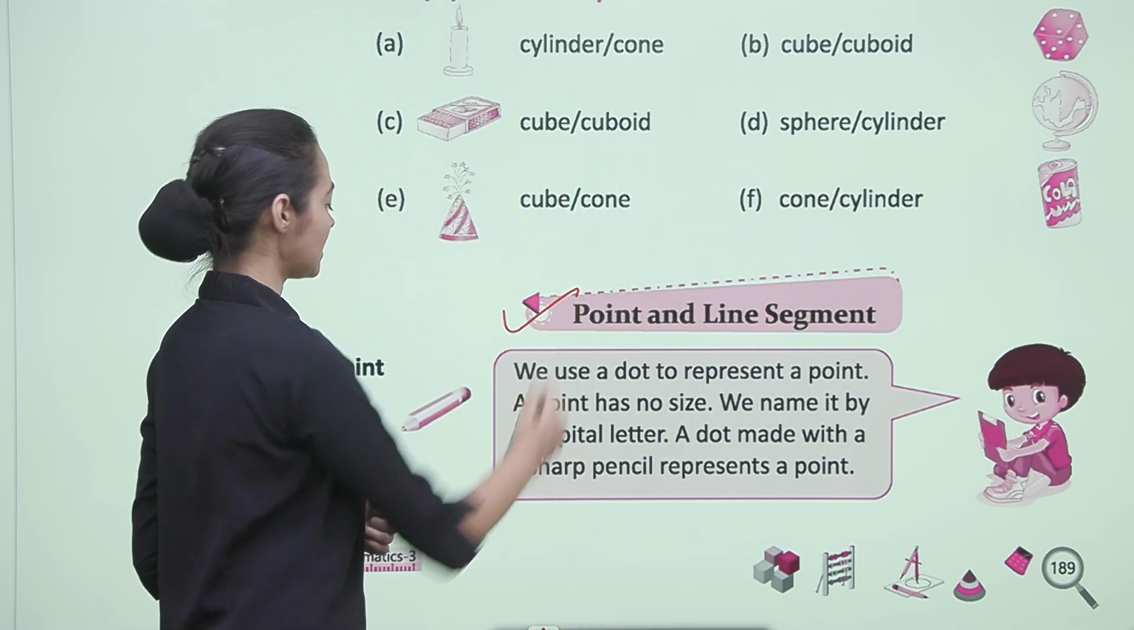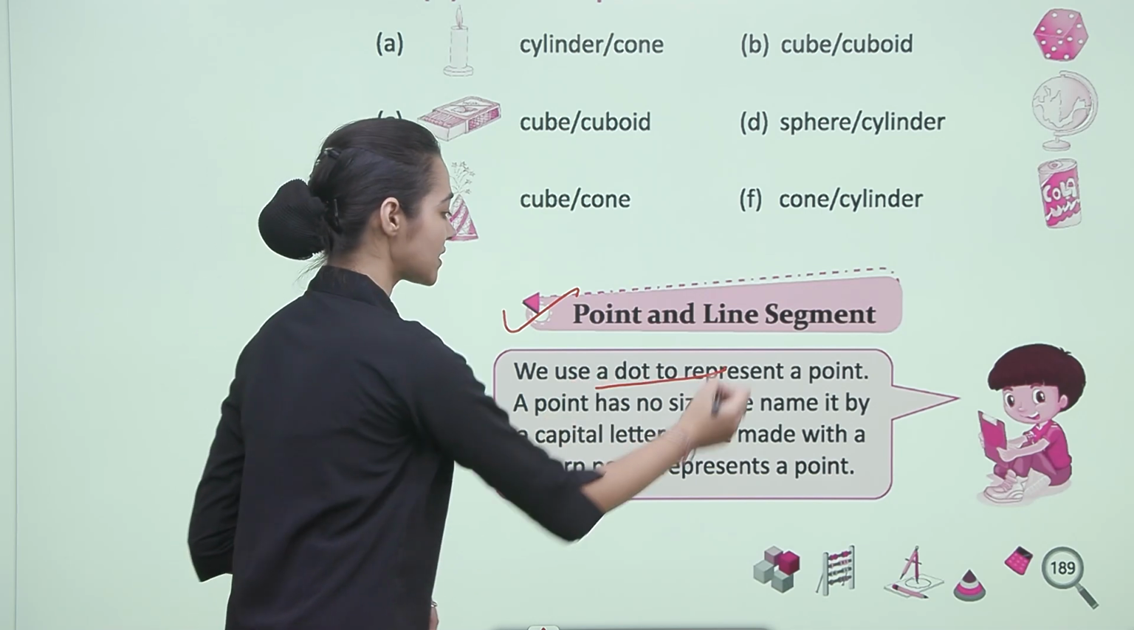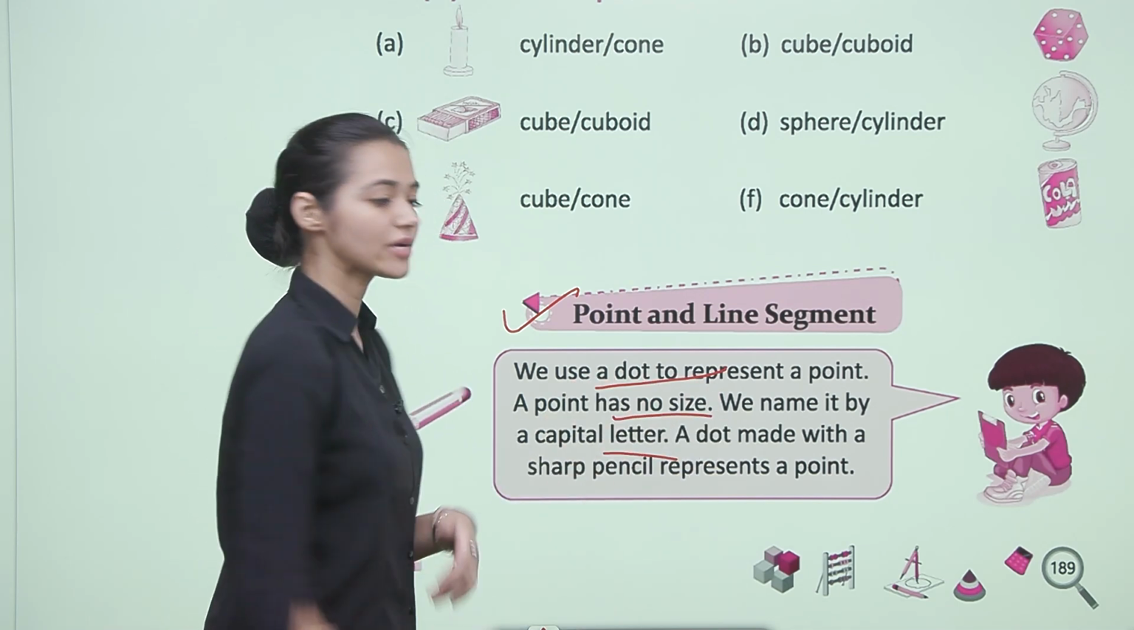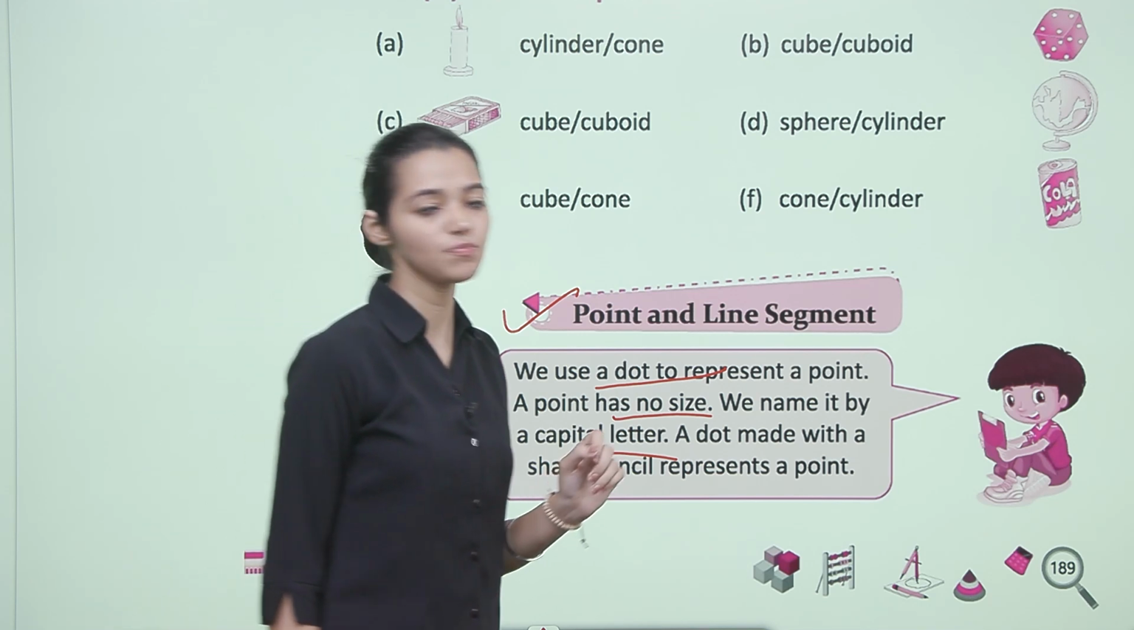Now next is a point and a line segment. This is what we call a point. We use a dot to represent a point. A point has no size. It can be represented by a capital letter. A dot made by a sharp pencil always represents a point.